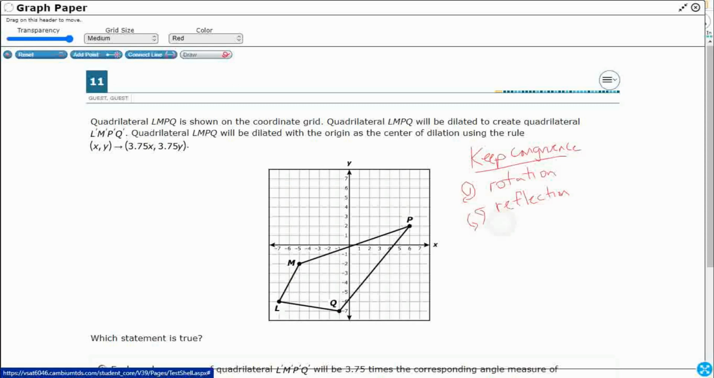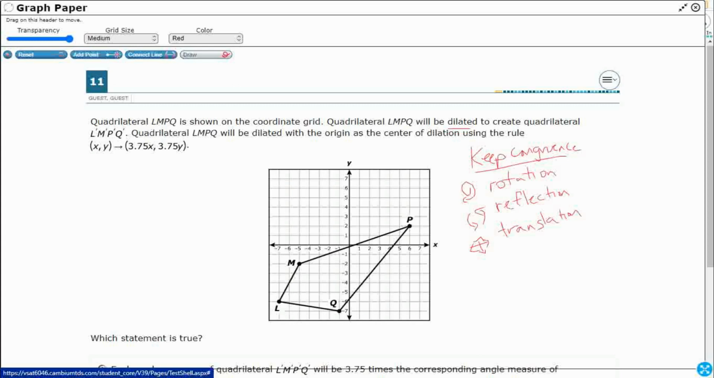And then you have a translation, right? That's when you just slide it. So you slide it to the left, you slide it to the right, you slide it up, you slide it down. These all keep congruence. We're not dealing with one of those, okay? We are dealing with dilation.